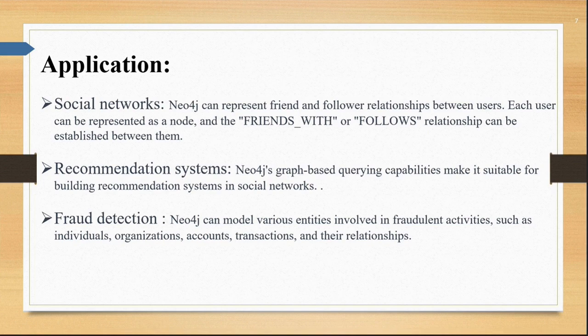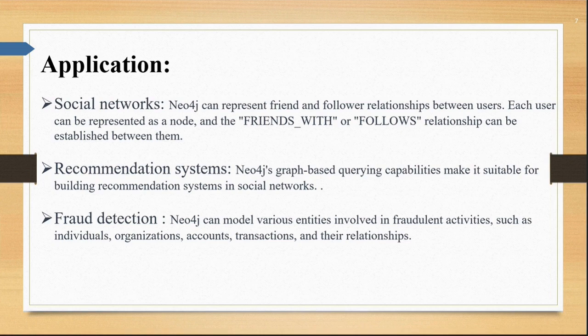Another application of Neo4j can be in recommendation systems. Neo4j's graph-based querying capabilities make it suitable for building recommendation systems in social networks. By analyzing the connections and activities of users, such as their interests, likes, and interactions, Neo4j can provide personalized recommendations for users to discover new friends, groups, events, or content.